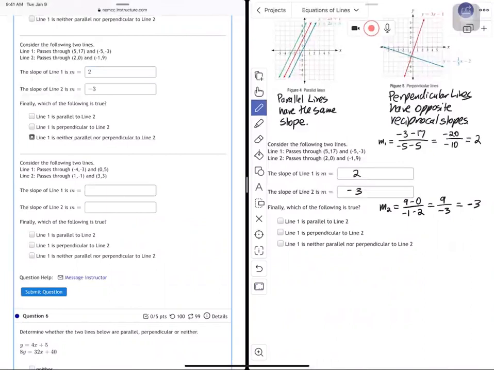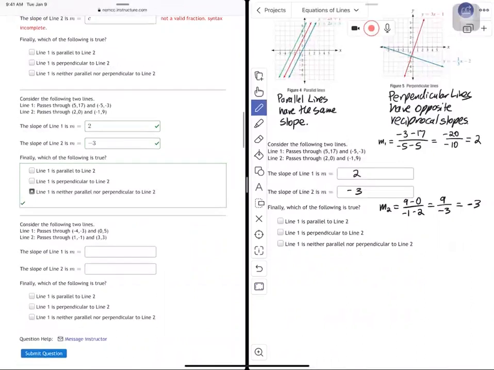So when I submit this, we're going to have some red X's for the other 2 parts of the problem, but the one that we worked on is correct, okay?